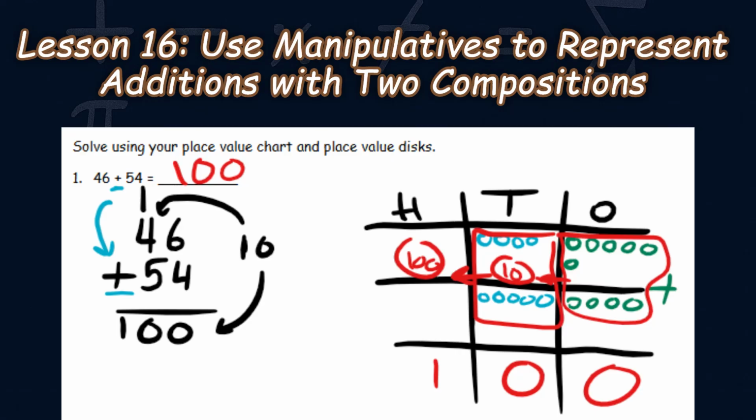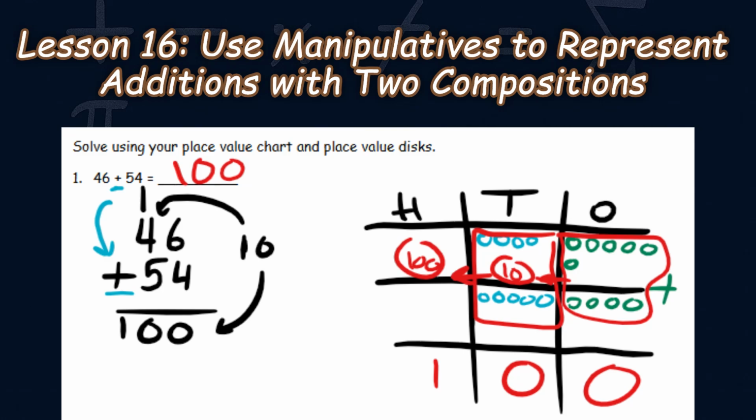It is no longer optional. If it says solve using the specific method, in this case the place value chart and place value disk, it must be solved with it. It's not asking you to, it's telling you to use that specific method. So yes, even if you could use the vertical method to solve 46 plus 54, you would have to use your place value chart and your place value disk. Now, forgetting all of that, 46 and 54.